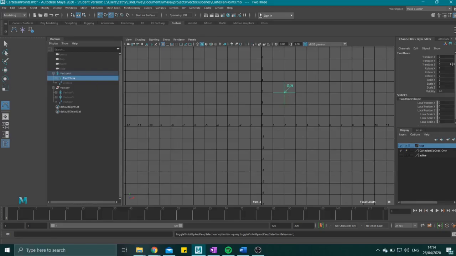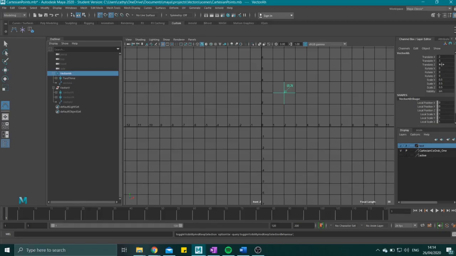If we select this point and look over here, Maya can tell us the exact translation on the x and y axis. Again, 2 on the x, 3 on the y. And notice here we have our third axis, or z-axis, which is at 0.